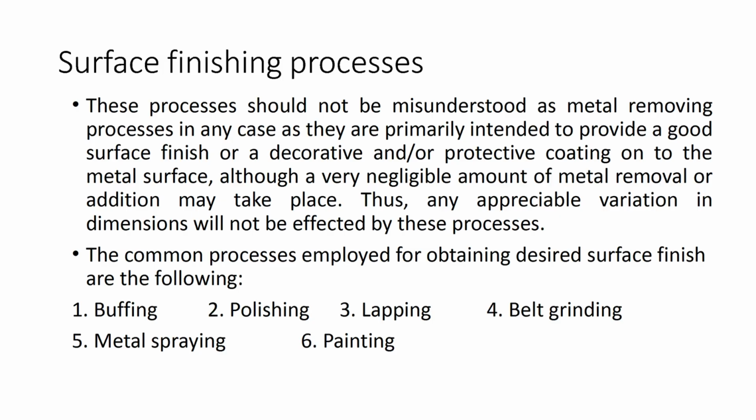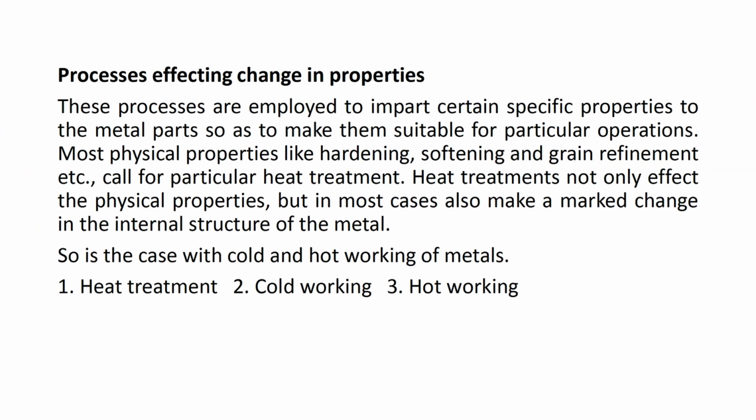So any appreciable variation in dimensions will not be affected by these processes. The common processes employed for obtaining the desired surface finish are: 1. Buffing, 2. Polishing, 3. Lapping, 4. Belt grinding, 5. Metal spraying, 6. And painting. Finally, we have processes affecting change in properties.